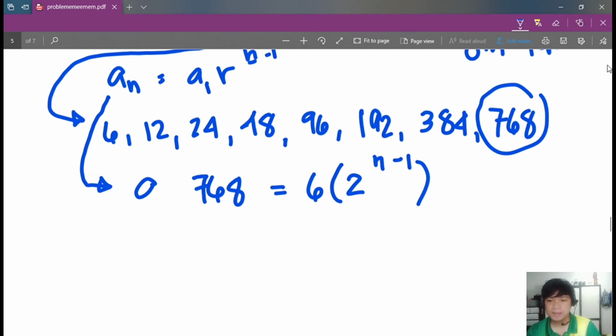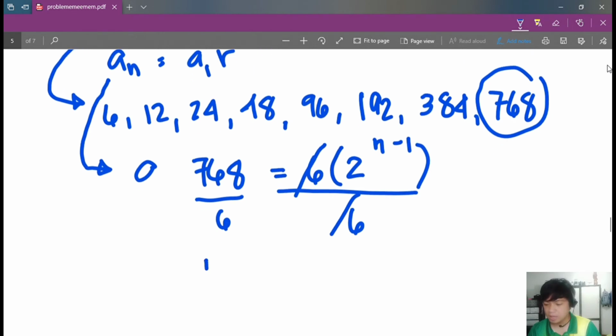Okay, ito siya. Dapat ito siya mapakita natin. Sige, gawin na lang natin. Divide muna natin siya into 6. Divide both side by 6. So, 768 divided by 6, that's 128. Para maalis ito siya. So, 768 divided by 6 is 128 is equal to 2 raised to n minus 1.